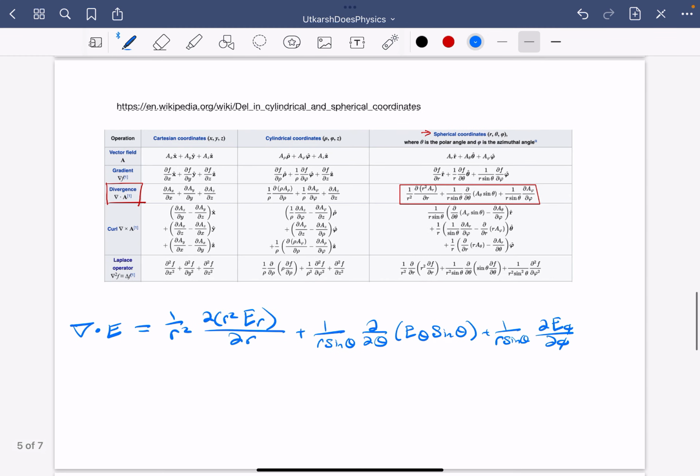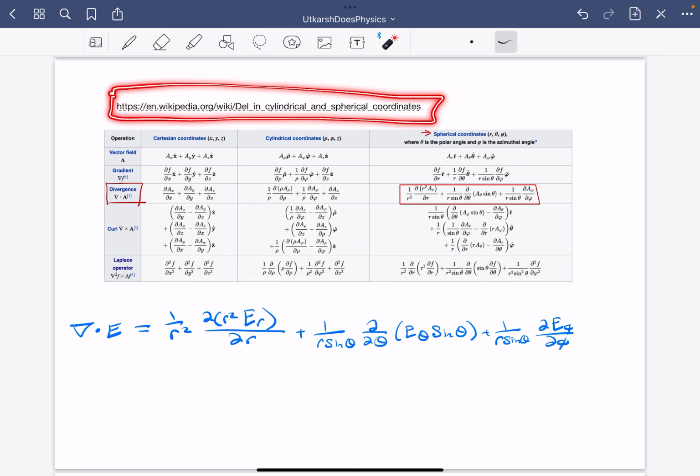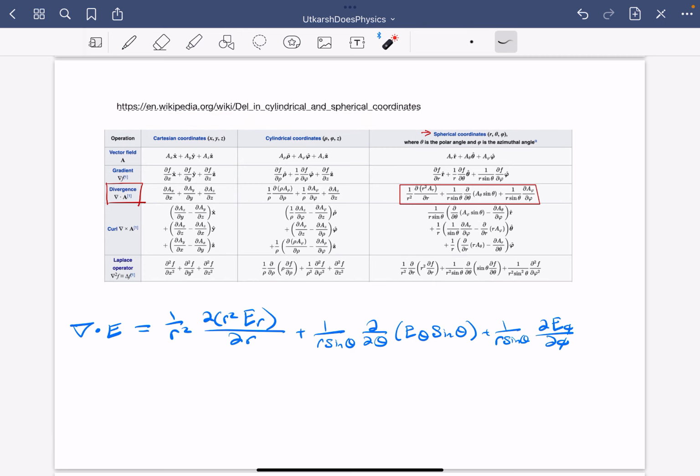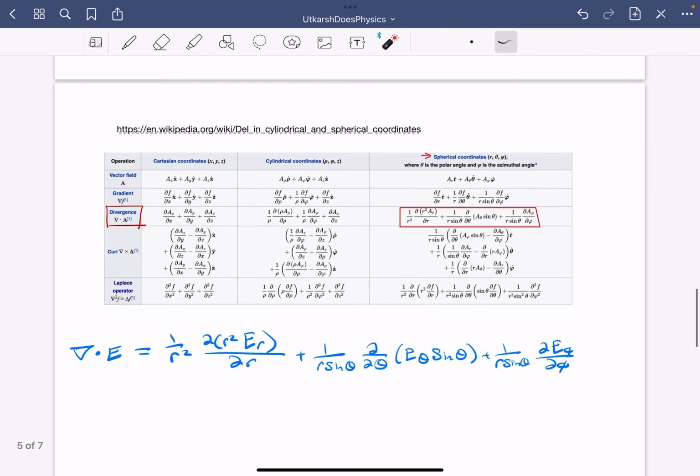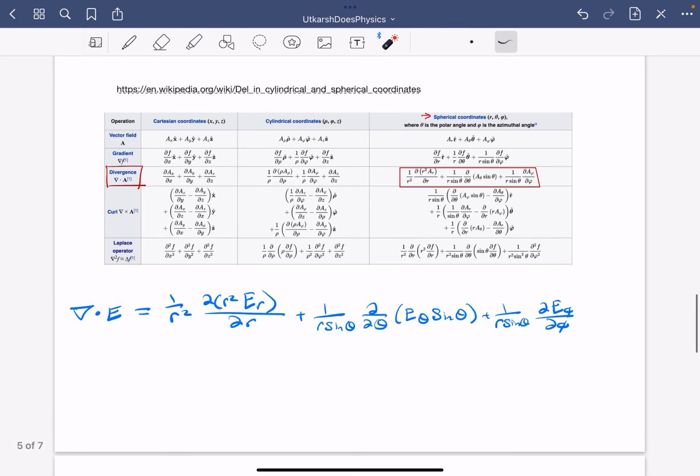Again, I emphasize the del in spherical coordinates is a fantastic resource. And for all the physics majors out there, I highly recommend that you bookmark this. Even in my upper years, I found that I was constantly referring to this website.